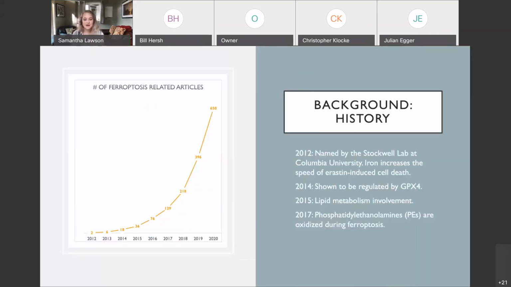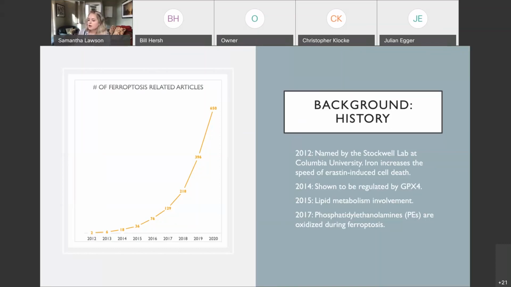Okay, moving on to background. As I said earlier, this is a fairly new type of cell death that was just named in 2012 by the Stockwell Laboratory at Columbia University in New York City. That laboratory was one of the key players in the early days of ferroptosis, and many of these early publications came out of that lab. They showed that when you add iron into an Avastin-treated setting, Avastin being a ferroptosis-inducing agent, which I'll talk about more, the cell death accelerates significantly.